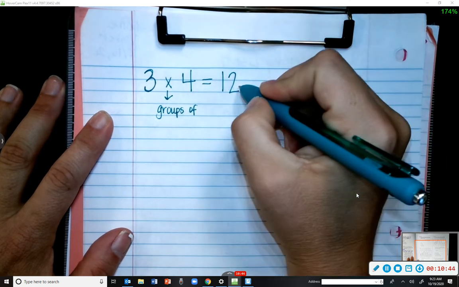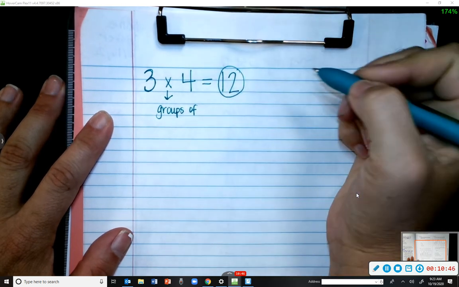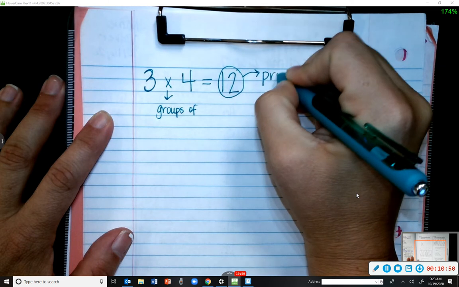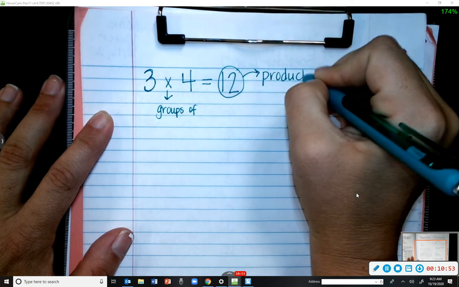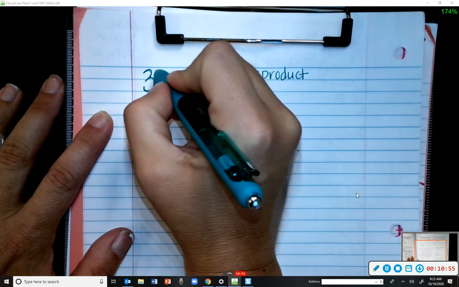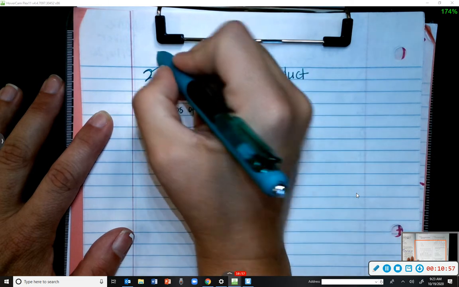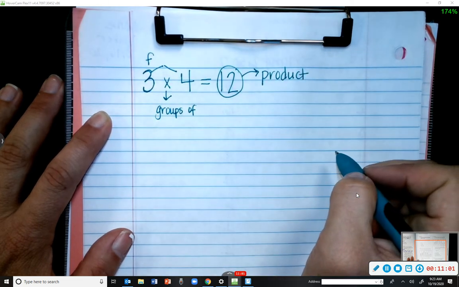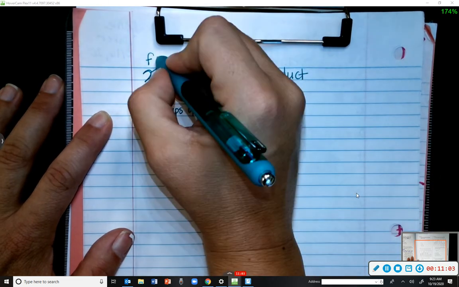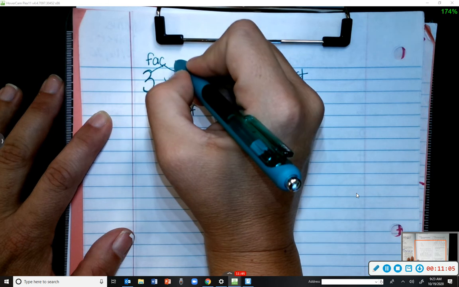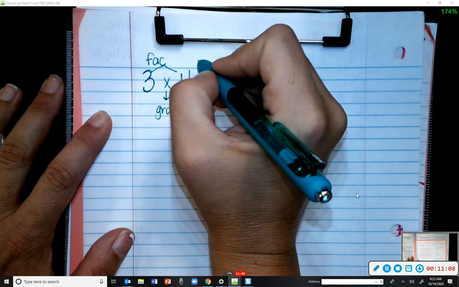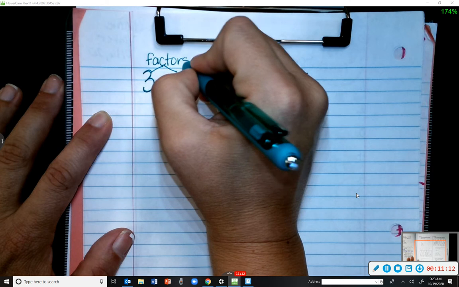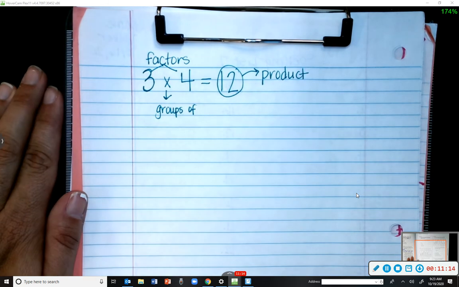Okay. What do we call this number at the end? Product. What do we call these two numbers? Starts with an F. Javea? Not fact family. Javea, do you know? Factors. Okay.